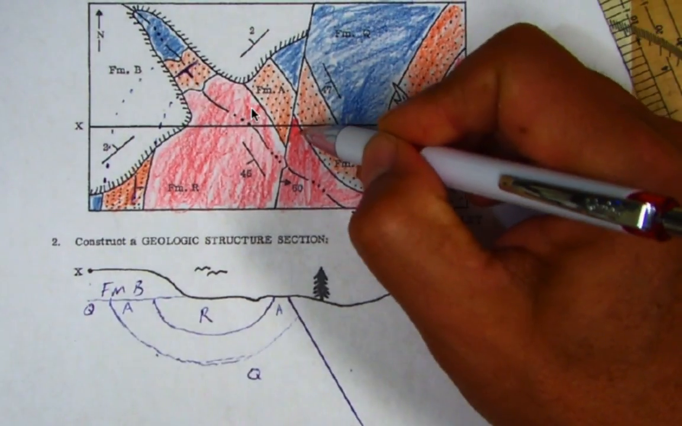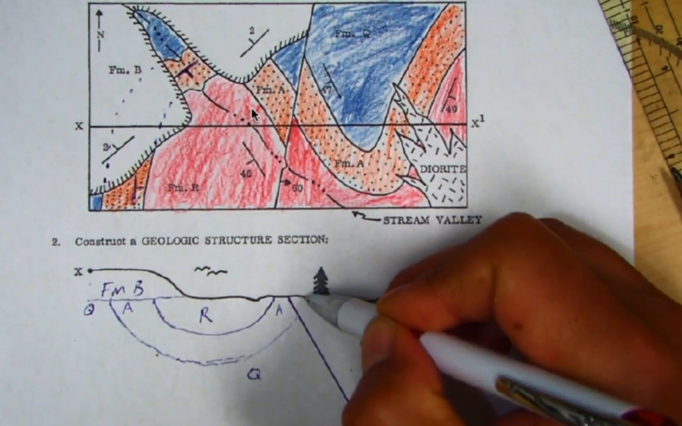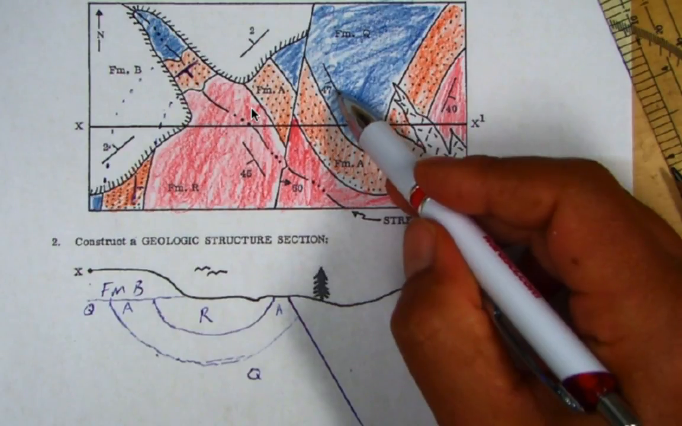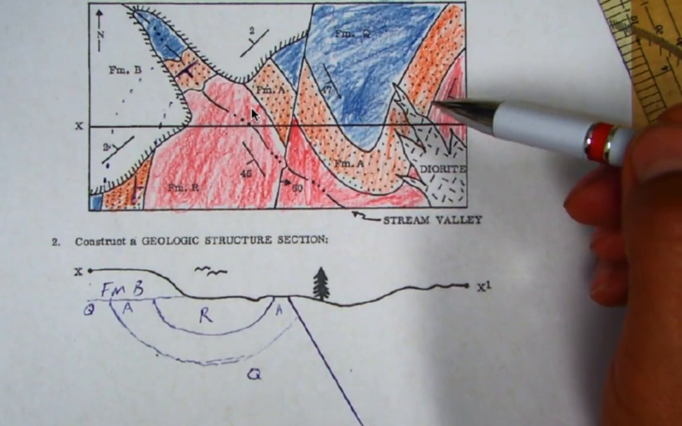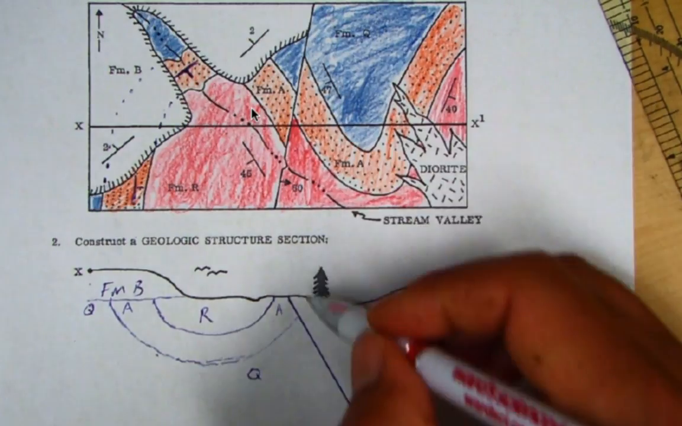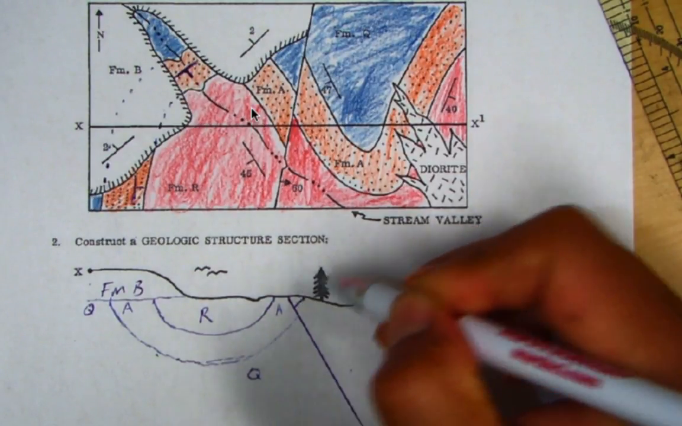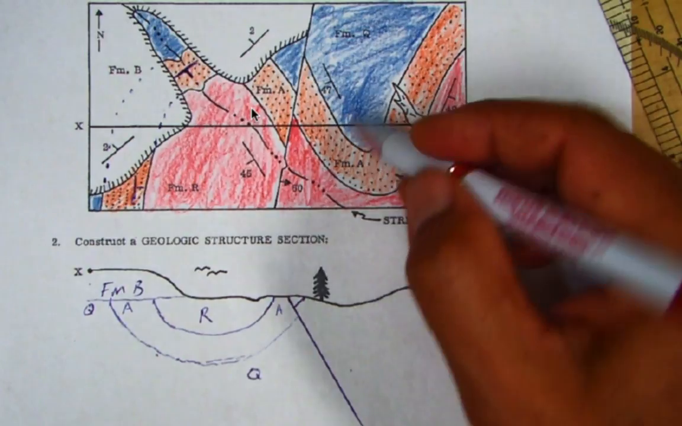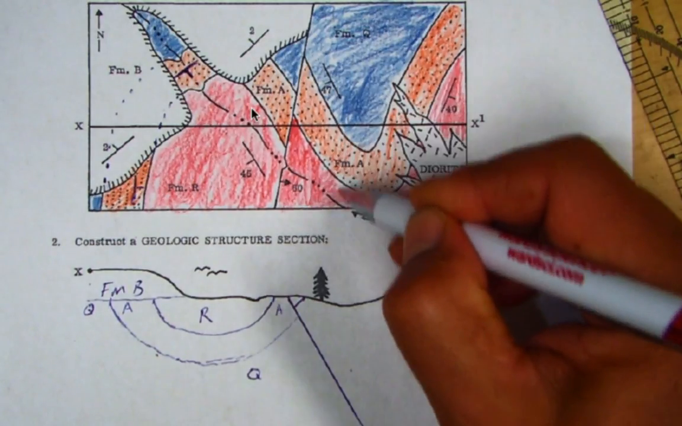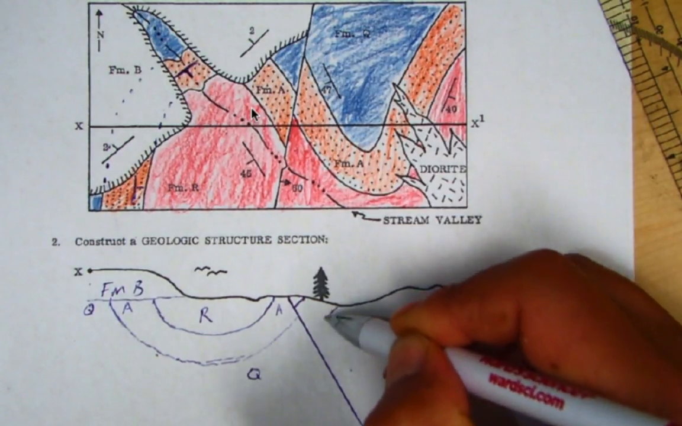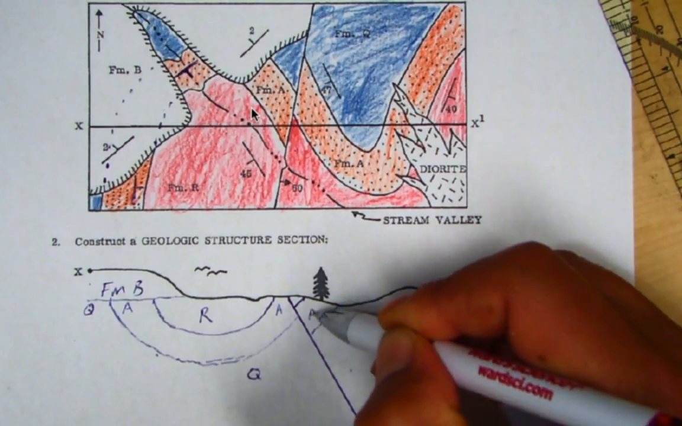So I'm going to drop this straight down here, and I see that based on the strike and dip symbol here, these units are dipping off toward the west, right? So I bring this contact here to show that this is dipping off toward the west. And so then I bring this contact here, other side of the tree, and this is also dipping towards the west. So this is formation A.